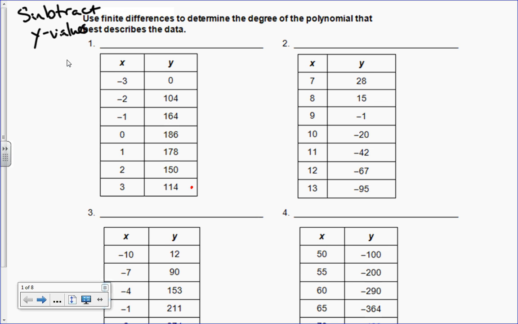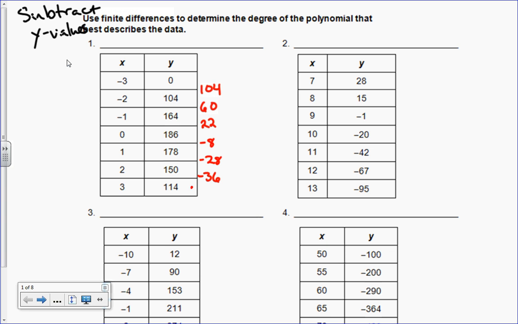I'd go 114 minus 150 and write that number down. You get negative 36. 150 minus 178, get negative 28. 178 minus 186 gives you negative 8. 186 minus 164 is 22. 164 minus 104 is 60, and then 104 minus 0 is 104. So obviously the first differences aren't the same, so let's go to the second.